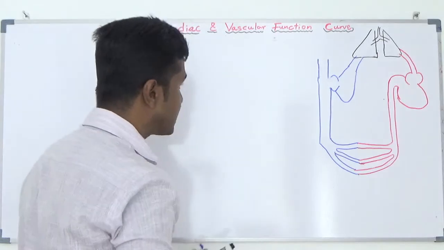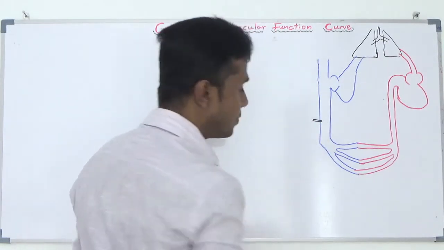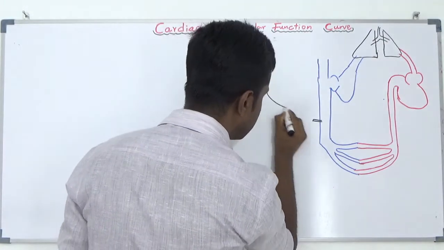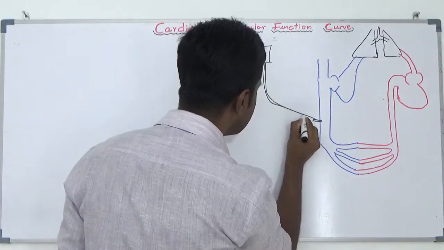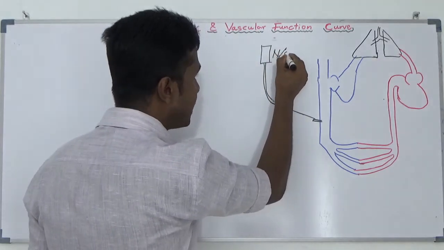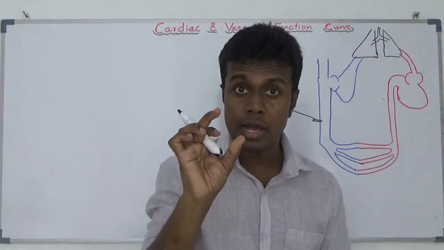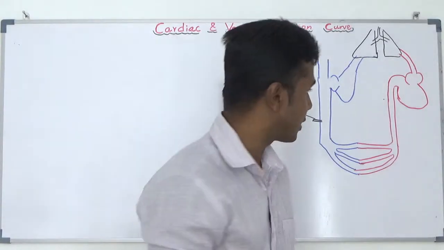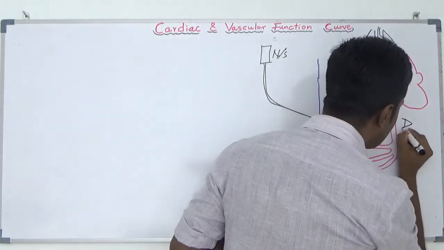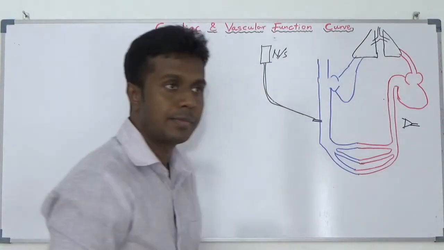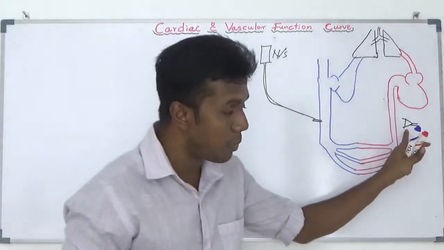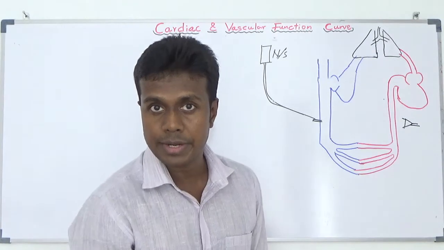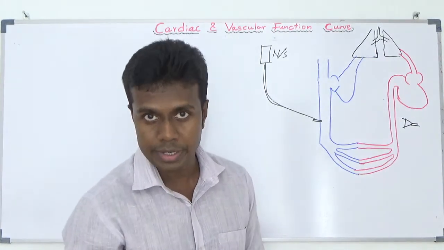What I am going to do is, I am going to insert cannula into this vessel and I am going to give IV fluid into my patient. I am going to give normal saline into my patient. Then I am going to do the stroke volume or cardiac output assessment from here. I am going to keep a Doppler probe here to assess cardiac output, stroke volume or cardiac output.